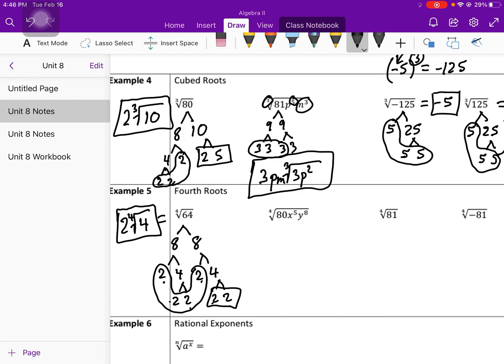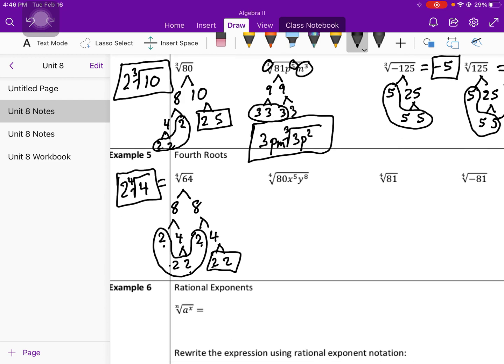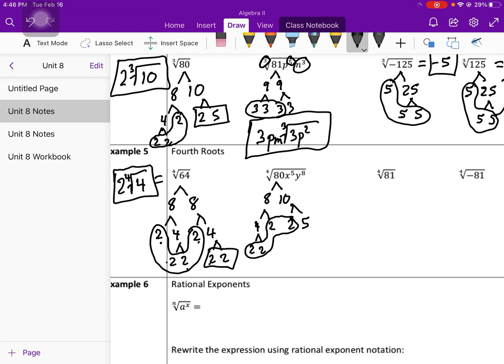Next one, we're going to keep going here. Again, looking for groups of 4. So 80, we're going to break that down into, I'm going to do 8 and 10 again. 8 breaks down into 4 and 2. 4 breaks down into 2 and 2. 10 breaks down into 2 and 5. So now I can circle 4 2s. 1, 2, 3, 4. Notice I can go to those right away. So on the outside, I'm going to pull out a single 2 since I have that single group of 4 2s.